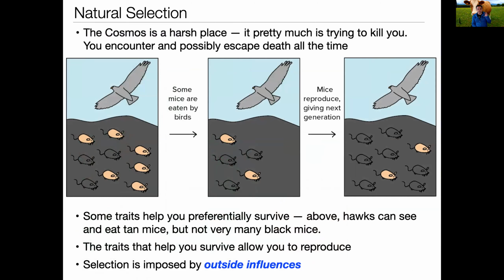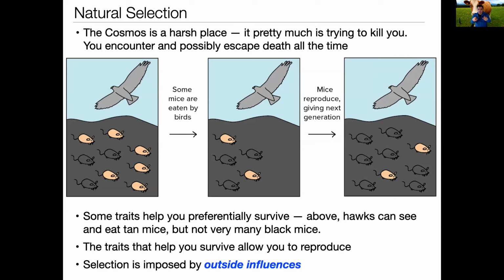Okay, so the basic premise of natural selection is the universe is a very harsh place. Pretty much all it's ever trying to do is to kill you. Okay, and if you're some life form living your life out on some beautiful planet like Earth in the universe, you encounter death all the time. Some days you escape it, and some days you don't.